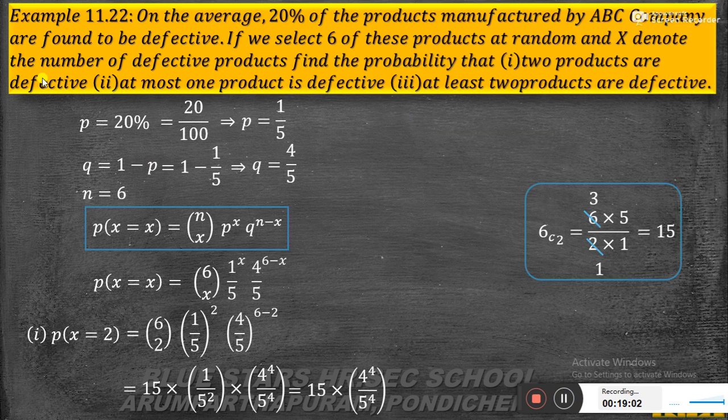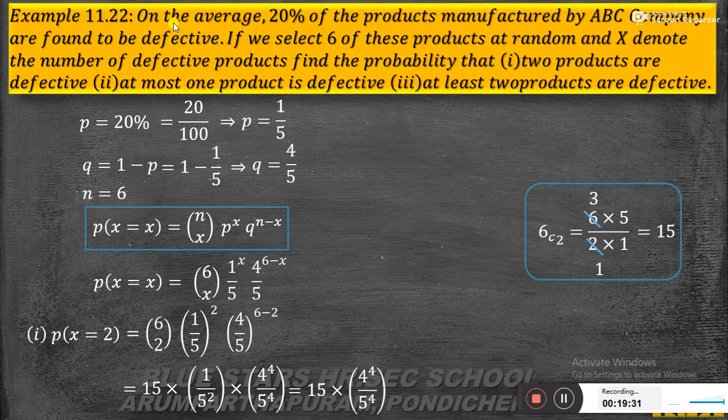So see here, example 11.22. On the average 20% of the product manufactured by ABC company are found to be defective. If we select 6 of this product at random and x denotes the number of defective products, find the probability that 2 products are defective, at most 1 product is defective, and at least 2 products are defective.